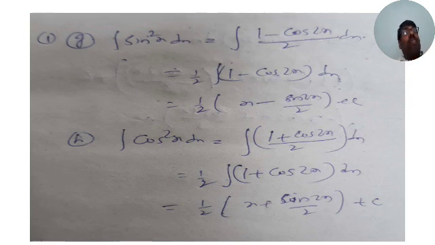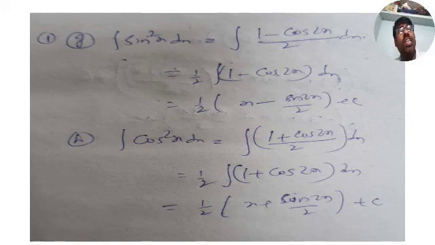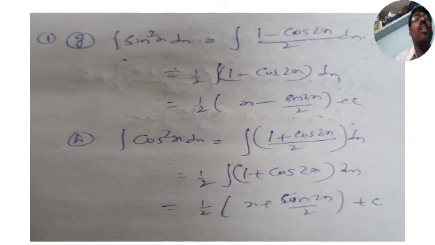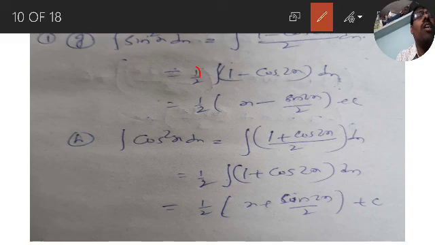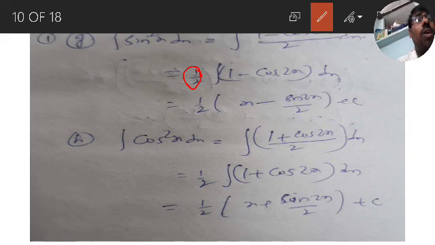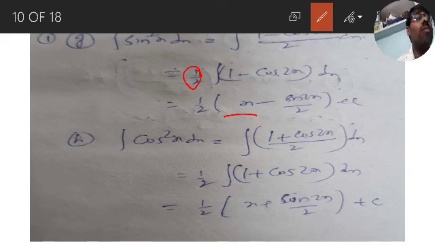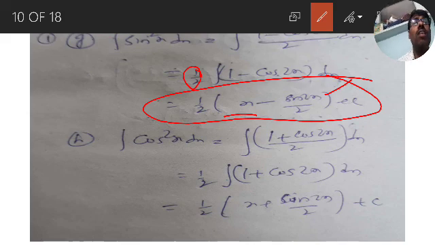Now integration of sine square. Do we have a formula for integration of sine square? No. But you can write sine square a is equal to 1 minus cos 2a by 2. So integration of sine square x is 1 minus cos 2x by 2, that is 1 by 2 constant outside, integration of 1 minus cos 2x. 1 by 2, integration of dx is x minus, now substitution, integration of cos 2x. Integration of cos ax is sin ax by a, that is sin 2x by 2. So this is 1 by 2 into x minus sin 2x by 2.